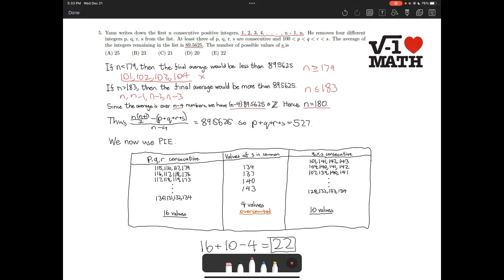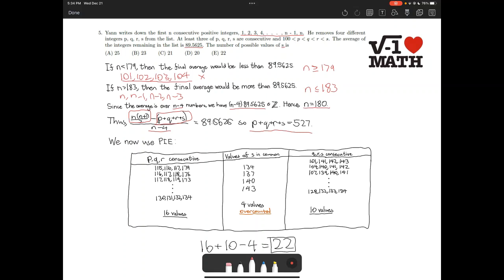Then now we use a formula. We now find the sum of P, Q, R, and S. So this is the original average, the original sum, and then we subtract these 4 and then divide by n minus 4. And solving this, we see that P plus R plus S is equal to 527. We now use the principle of inclusion and exclusion, which I mentioned before in the previous video.